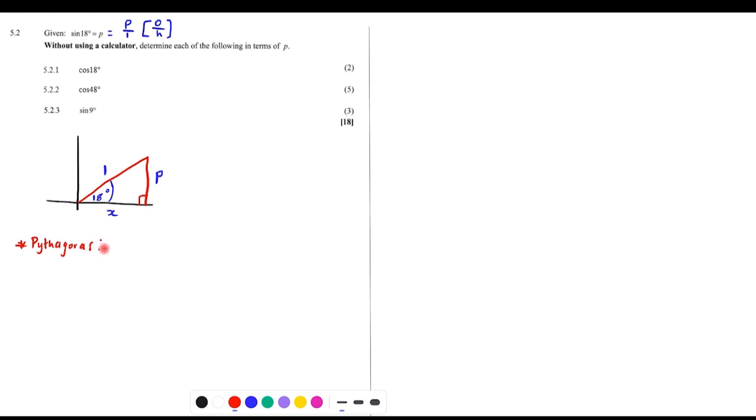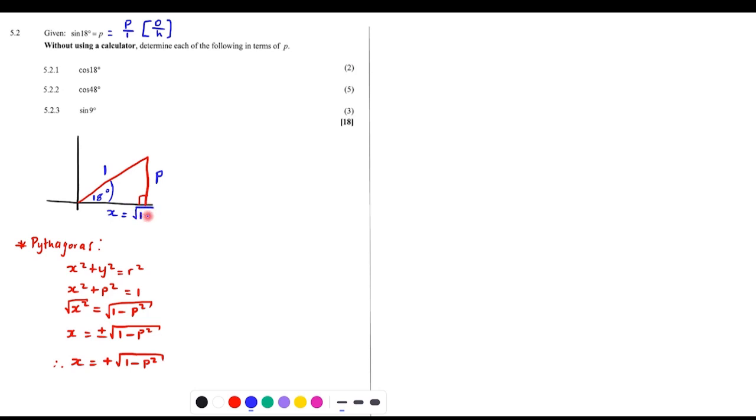Now again, x squared plus y squared is equal to r squared, and then x squared plus p squared is equal to 1. X squared is equal to 1 minus p squared. Put the square root on both sides, and then x is equal to plus or minus the square root of 1 minus p squared. Then we can see our answer is above the x-axis, so we're going to take the positive square root of 1 minus p squared.